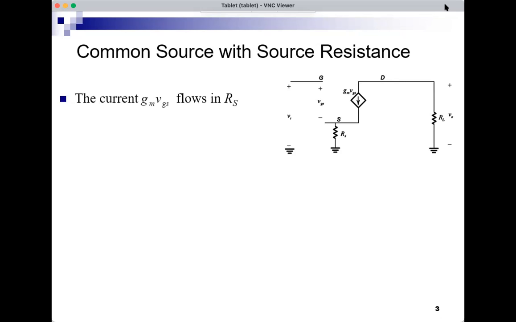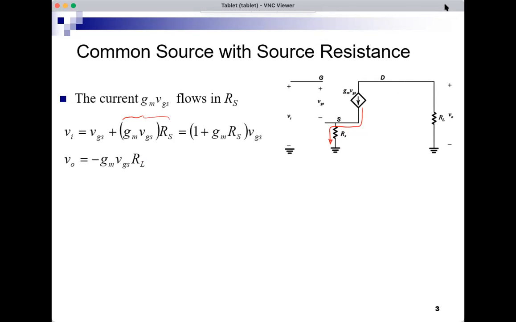So what is the current that's flowing in RS? It's actually GM VGS, which comes here and creates this potential difference across RS. So the potential difference across RS is the current GM VGS times RS. And the input is therefore VI equal to VGS plus the drop in RS, the current in RS times RS. And I can write this as (1 plus GM RS) times VGS.